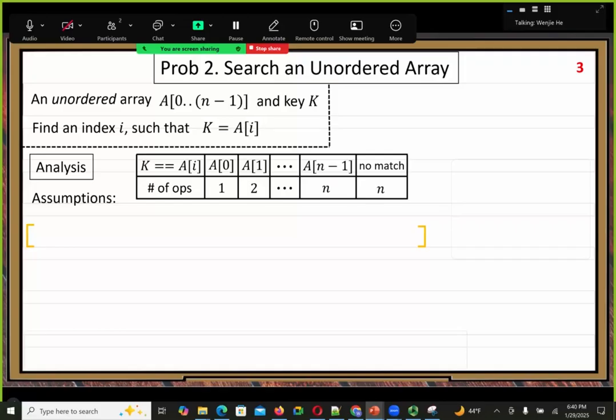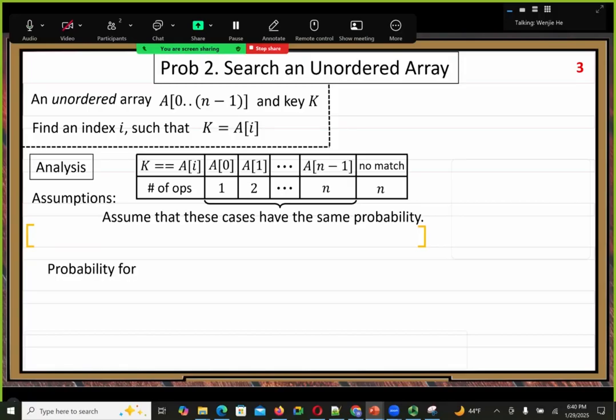The assumption is, assume that for the first n cases, they have the same probabilities. That's reasonable, right? So for 1, 2, all those cases, same probabilities, evenly distributed. But for that no match case, we cannot assume the same probability, right? That's not reasonable. So here, for the index case, we assume p probability. Then the -1 case, because the function returns -1, that's the no match case. That's the complement part, 1 minus p.